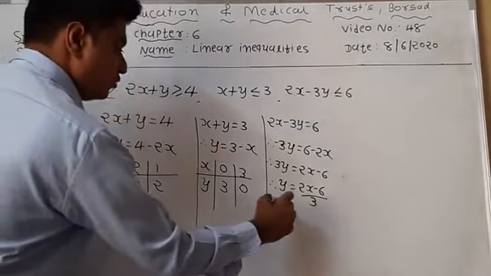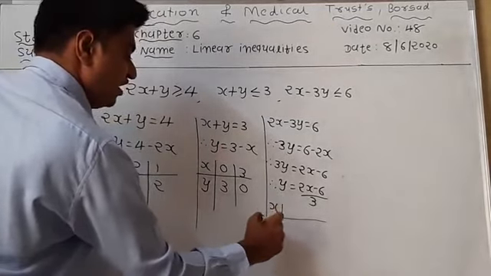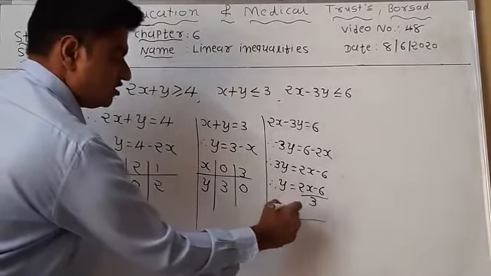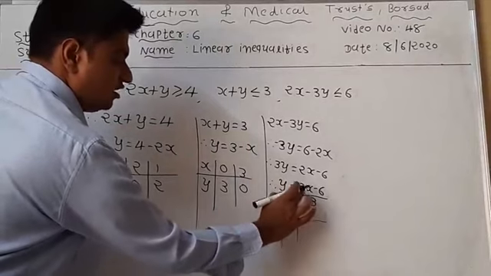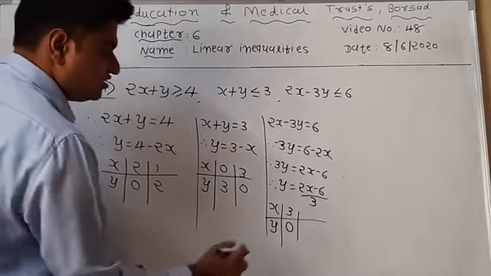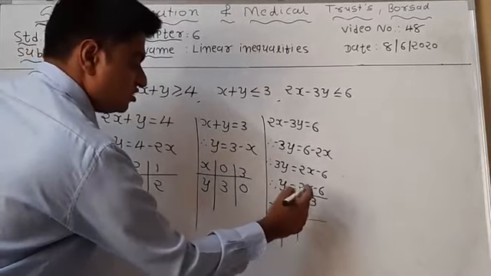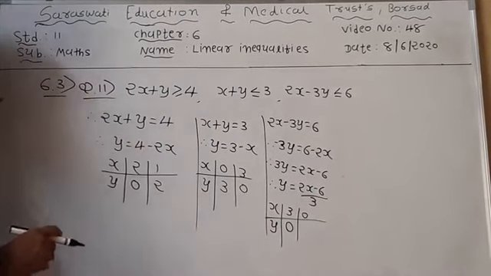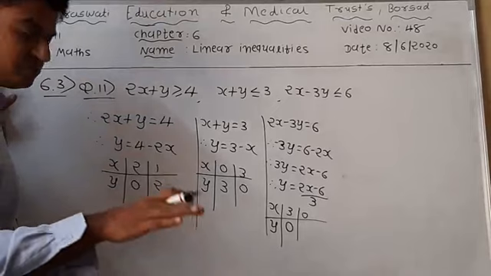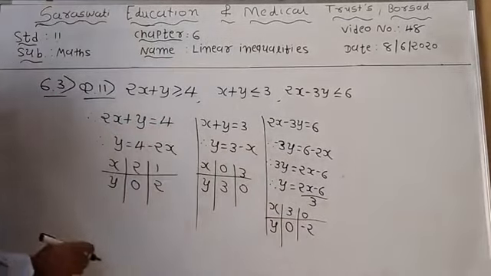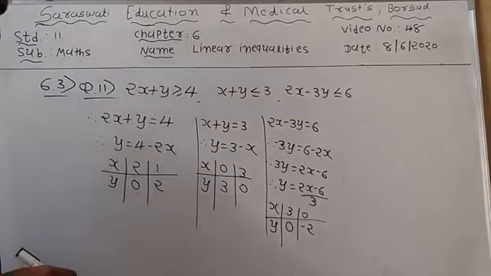Now to find the points: in place of x consider 3, so y is 0. 2 times 3 is 6, 6 minus 6, that means 0. Now in place of x suppose 0, so 0 minus 6, that means minus 6, minus 6 divided by 3 means minus 2. Now using these points, draw the graph.